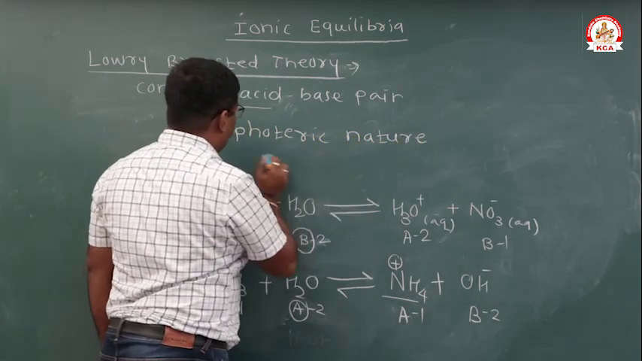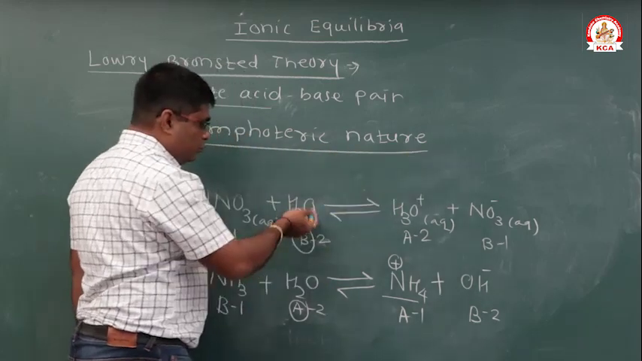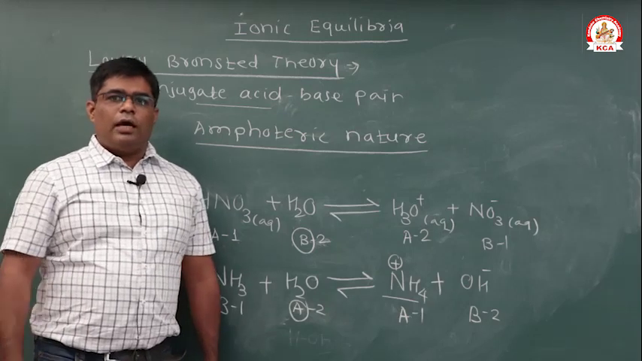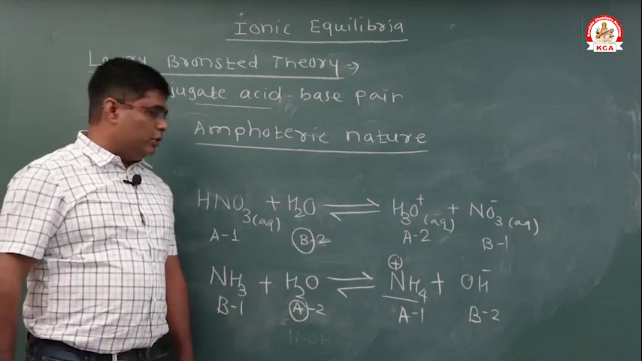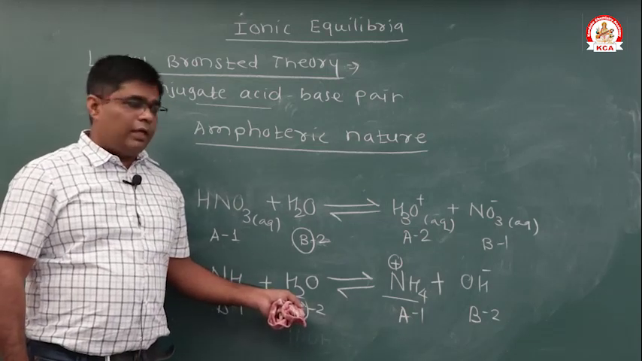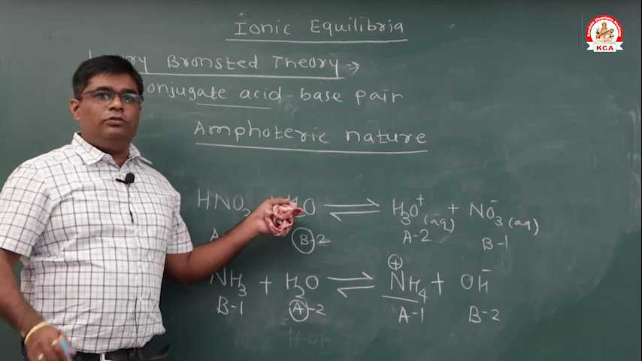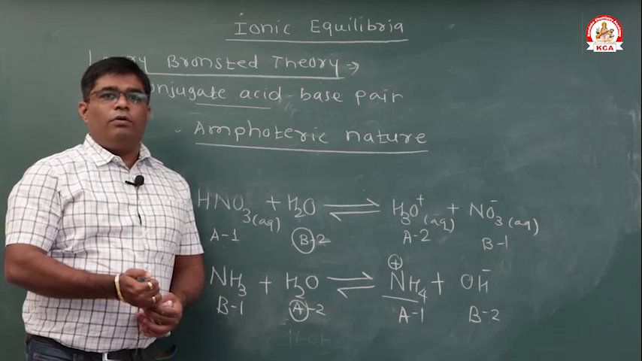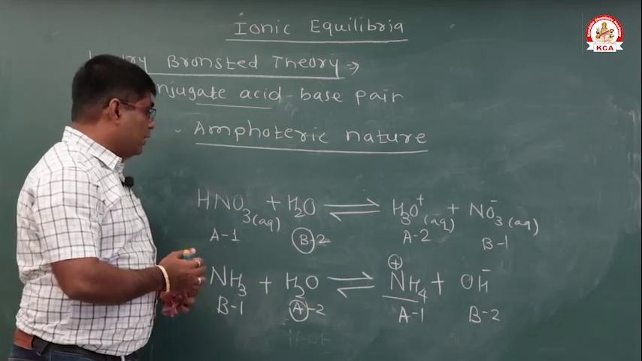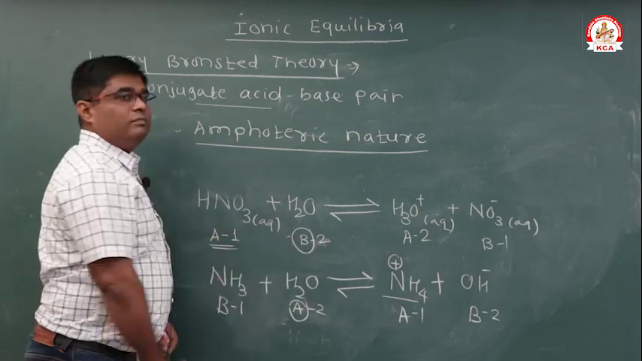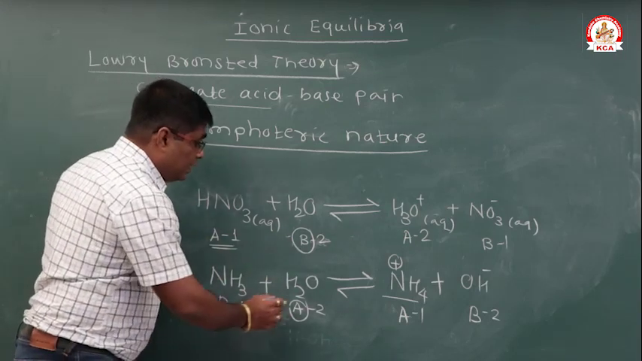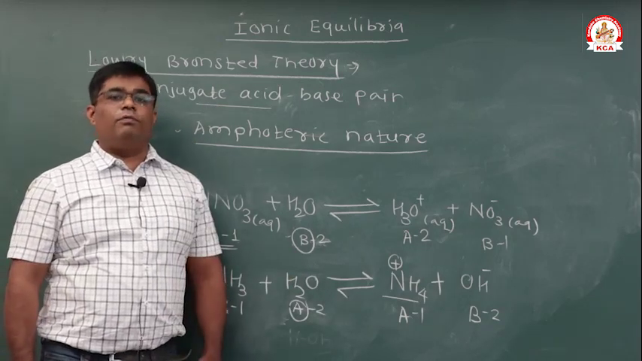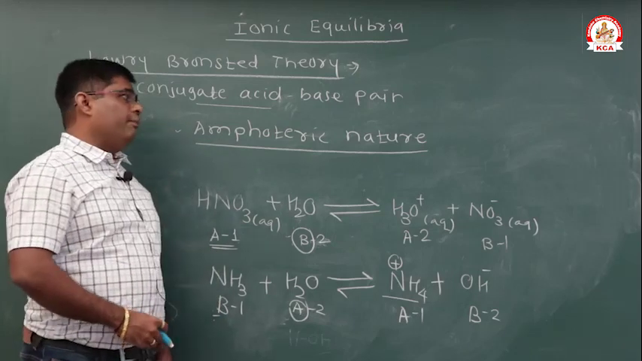What is the amphoteric nature of water? Water is proton donor and water is proton acceptor. When water donates the proton, it acts as acid. And when water accepts the proton, it acts as a base. And this dual nature of water is known as the amphoteric nature of water. So very simple: when water reacts with acid, it acts as a base. And when water reacts with base, it acts as acid. So remember, water has amphoteric nature.